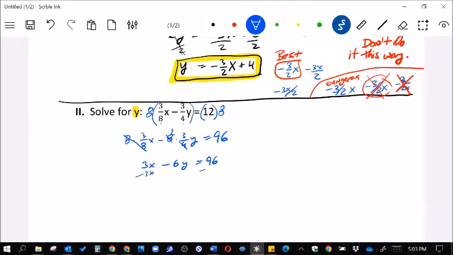Subtract 3x, subtract 3x. Negative 6y equals negative 3x plus 96. Okay, and now when I divide by the negative 6, and again I'm going to do it the right way underneath each one of the things. So I get my y. The negatives cancel out, and I have 1/2 times x. And then a plus and a minus makes for a negative. And it's 16, because 6 goes into 96 sixteen times.